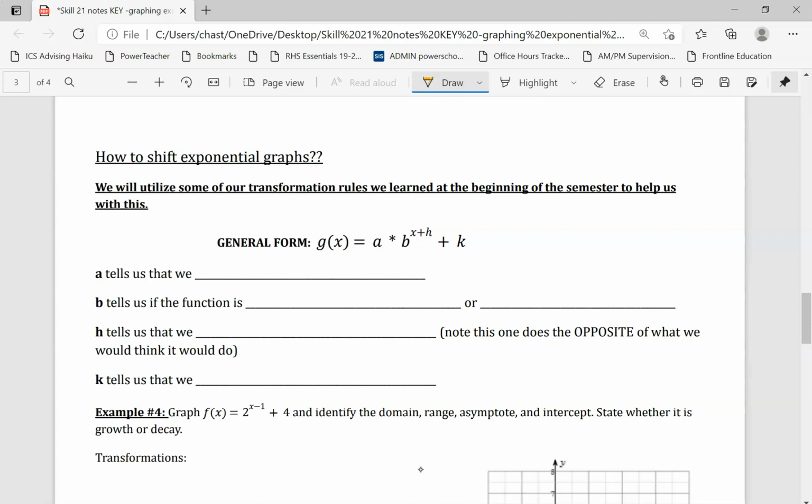All right, so a is going to tell us that we are going to stretch or shrink. And it'll also give us a location for our y-intercept. However, the y-intercept will be affected by if we have this k value at the end, okay? So we'll have to illustrate that when we look at the rest of this. The b is still going to tell us if the function is growth or decay. h is going to tell us that we shift left or right.